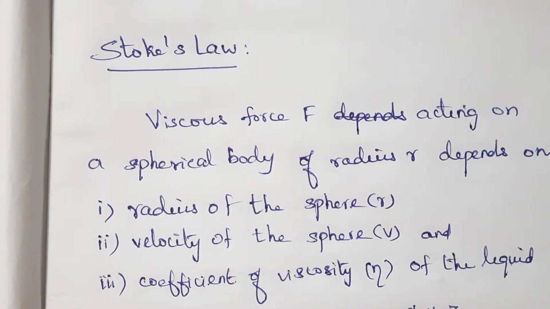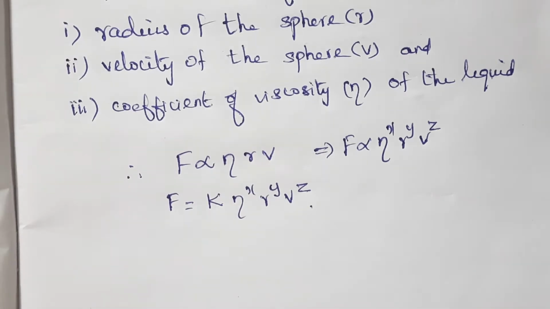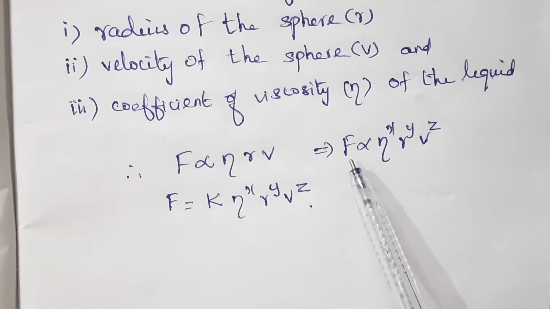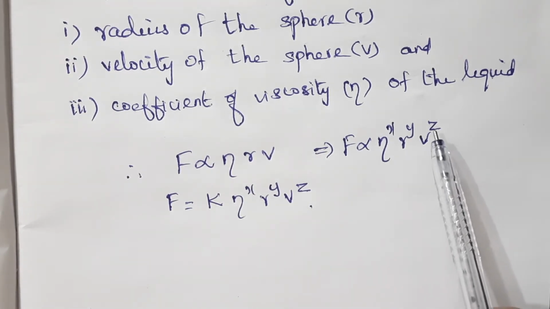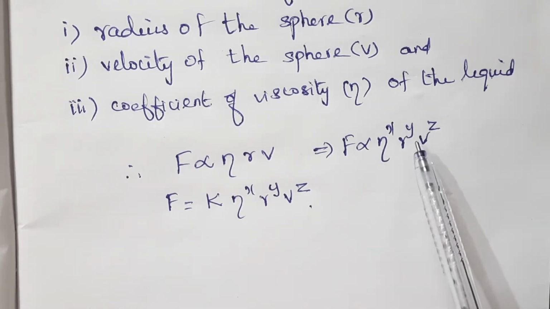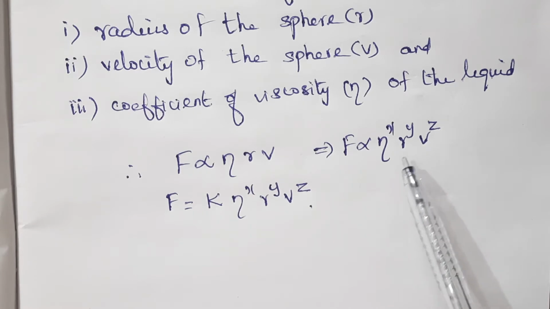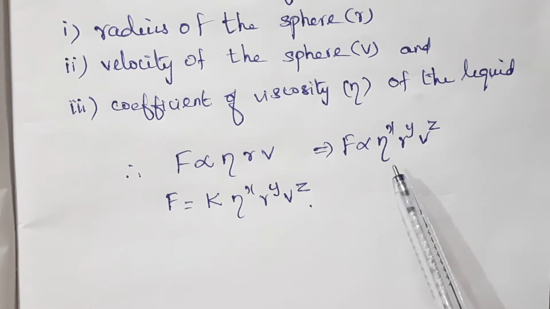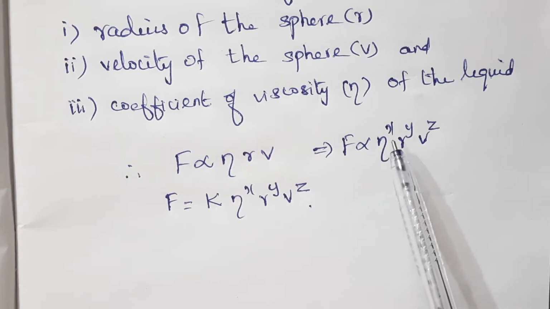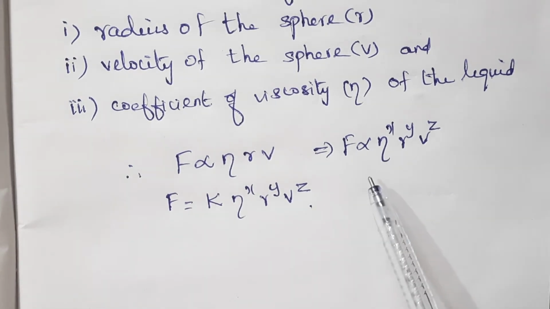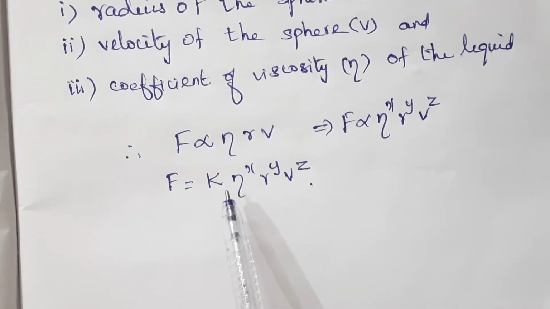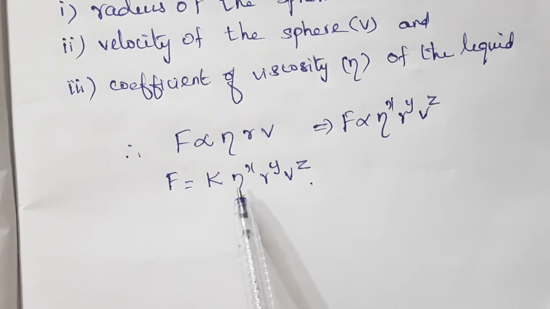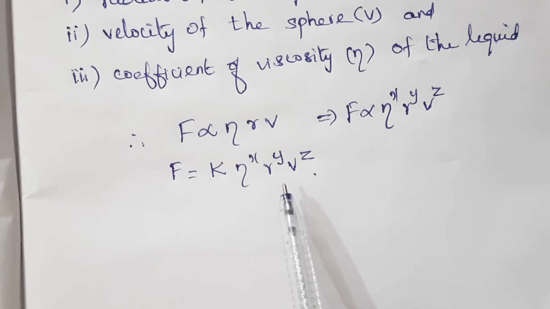So I can write the force F proportional to eta, r, and v. This we can write as F proportional to eta power x, r power y, v power z. The powers of the radius, velocity and coefficient of viscosity we don't know; that we are going to obtain from dimensional analysis. The proportionality can be removed by using a constant called k. So F is equal to k eta power x, r power y and v power z.